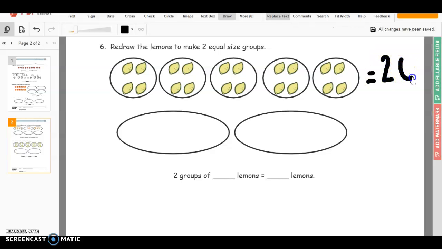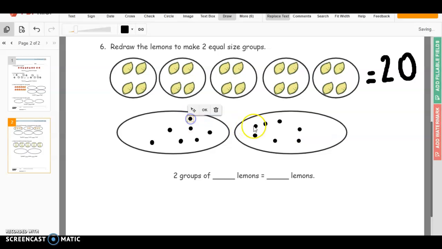Again, I want to do the same thing that I did before. I want to keep on putting dots in my groups until I get to 20. 1, 2, 3, 4, 5, 6, 7, 8, 9, 10, 11, 12, 13, 14, 15, 16, 17, 18, 19, 20.